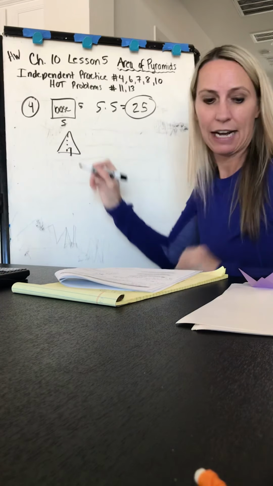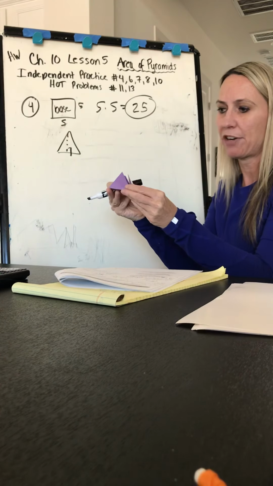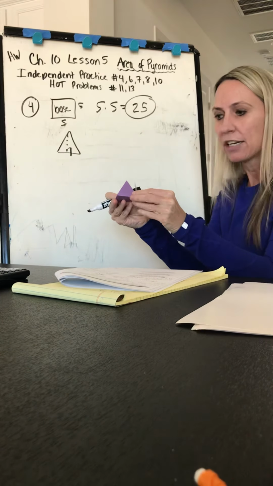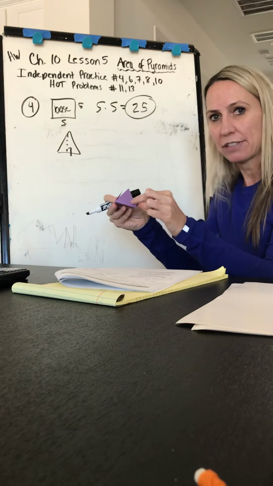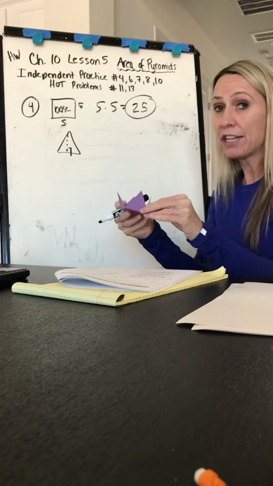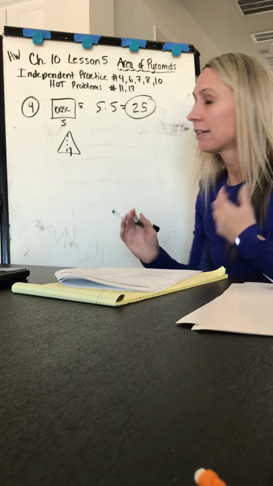And the slant height, the reason it's called slant height is because in a pyramid these triangles come in and they're kind of slanted. So the height of this triangle is actually called the slant height because they're slanted. The regular height would be if something's perpendicular and it's not slanted.